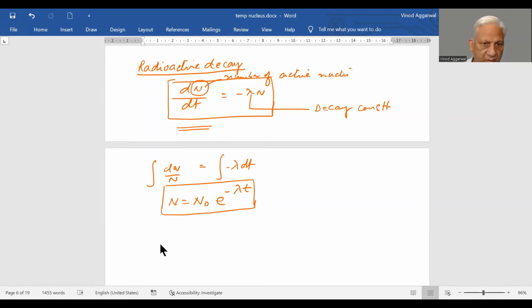And similarly, we define another term, A, where A is the number of disintegrations per second. So the number of disintegrations at any time t is given in terms of A0, the number of disintegrations at time t0 when you started, and this is the number of disintegrations after time t. Okay.